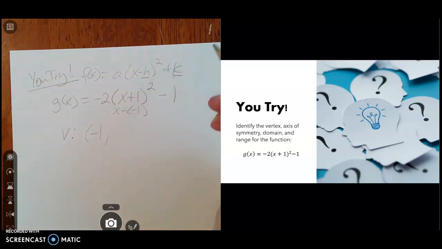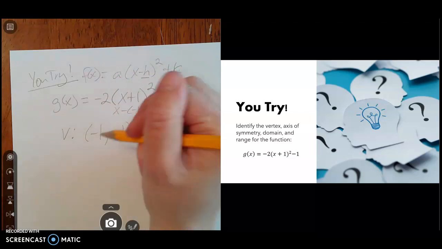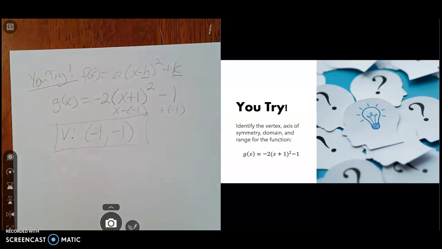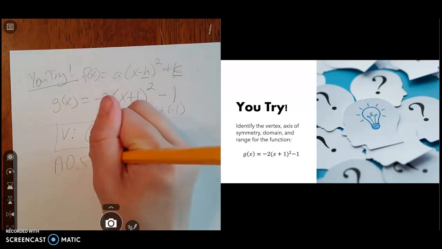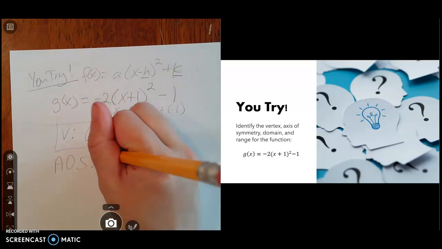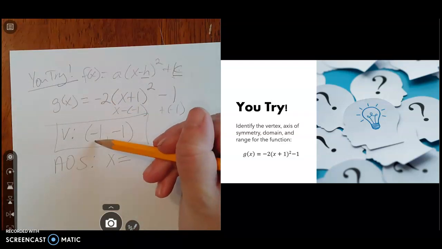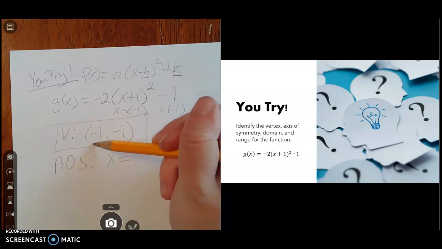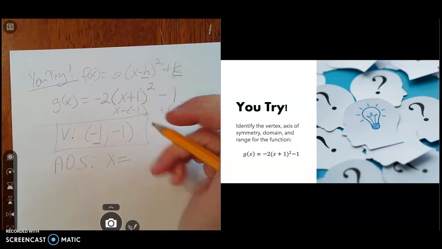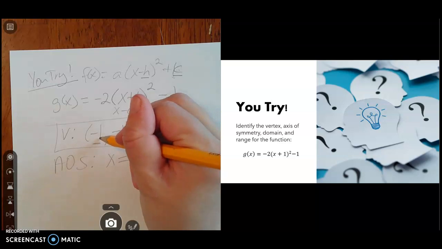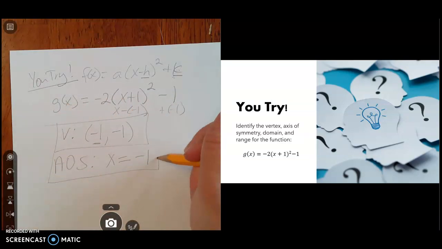The y-coordinate, you notice it's plus k, not minus k. So that -1 is really the same thing as plus a -1, right? So the y-coordinate of your vertex is -1. Okay, there's the vertex. Your axis of symmetry is always a vertical line, so x equals a number, that format, and it'll go through your vertex, which means it goes through the x-coordinate of your vertex. So x equals -1, because of the -1 x-coordinate, is your axis of symmetry.